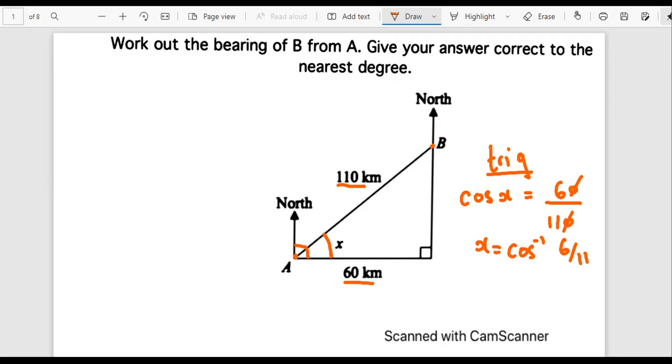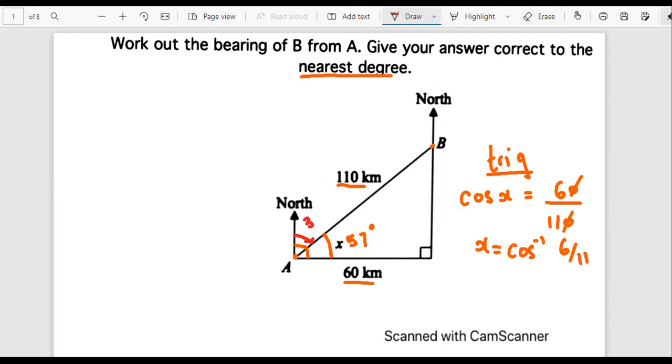Okay. So it says correct to the nearest degree. So I am going to round this off, and X is basically 57 degrees. So what is this angle that we are interested in finding? We need to find this one. So that is 90 degrees minus 57, and it is going to be what, Turhan? 33. Very good. 33 degrees. Excellent.